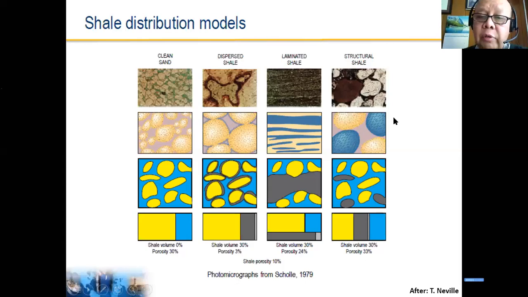And if it is structural shales, it's going to take up a huge amount of the matrix. So we're going to have a shale volume of 30% cutting into the matrix, and we have some increase in porosity because of the shale porosity, which is about 33%.